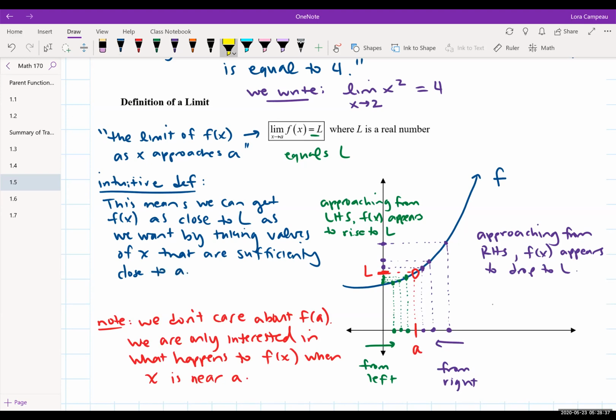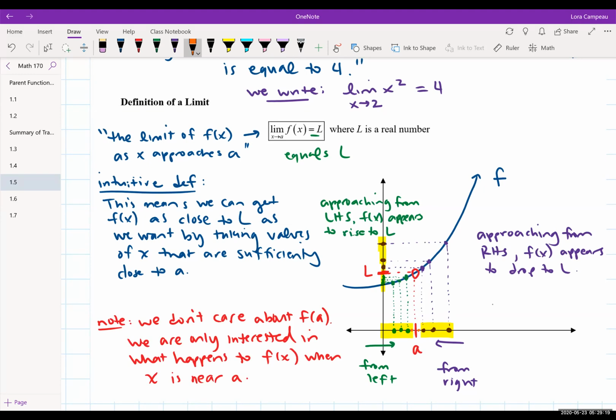So one more time, just so that we can see this, you'll notice as we were approaching a from the left-hand side, our corresponding y values started to rise to get to that limit L. Similarly, if we were approaching from the right-hand side, our corresponding y values seem to drop to get closer to L. So the idea is we want to get as close as possible to a to figure out how we can get to this y value, this limit.